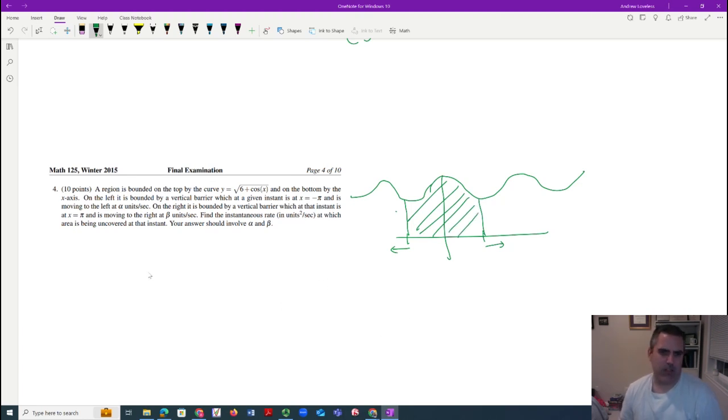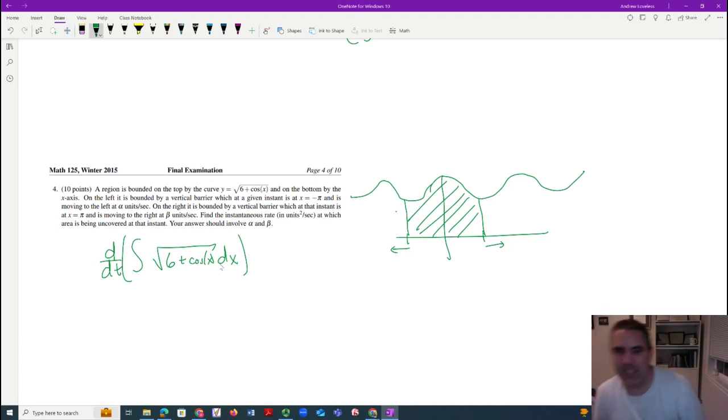So what it's saying is you're doing the integral from some point to some other point of this function, square root of 6 plus cosine of x dx. And then you're going to find the derivative of that thing. So that should make you think the fundamental theorem of calculus part 1, but it's got this piece that says these two things are changing. And here's what it says. At a given moment, you're at pi and negative pi, and you're traveling this way at alpha units per minute, and you're traveling this way at beta.